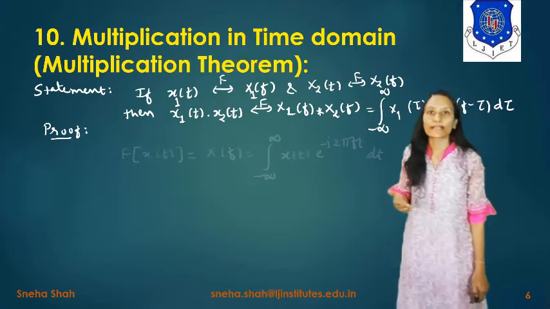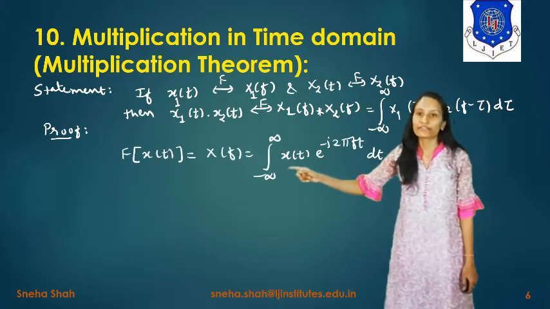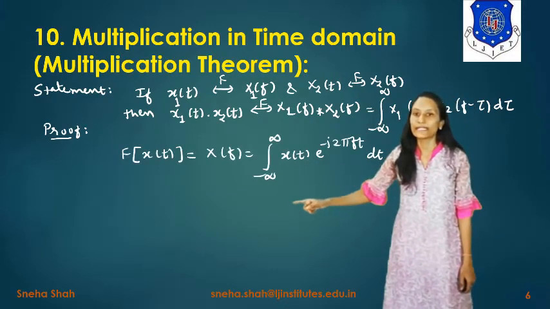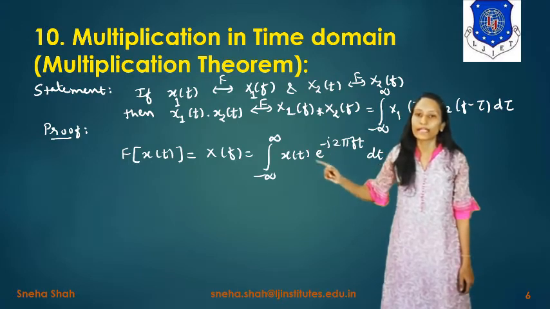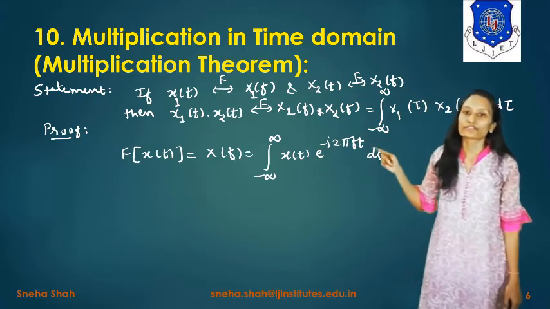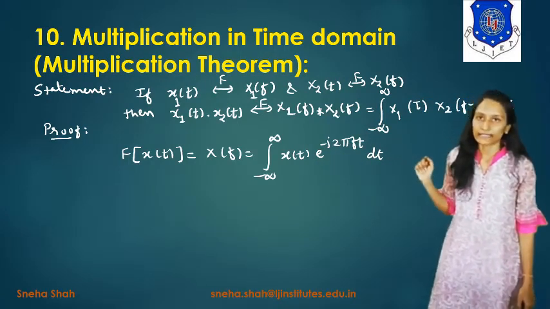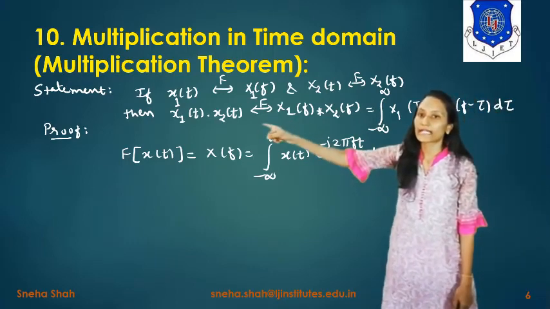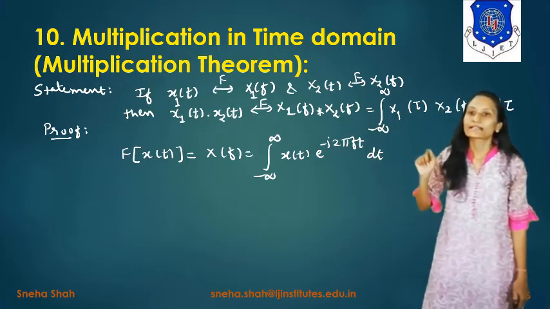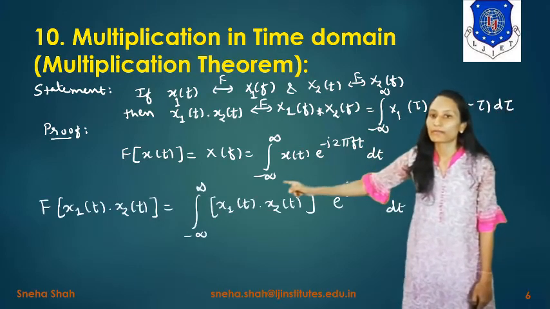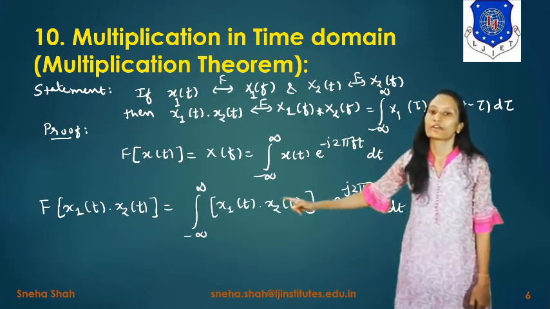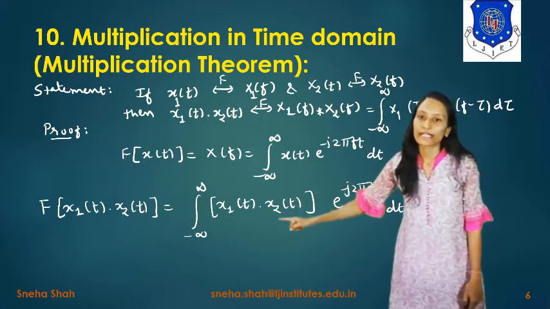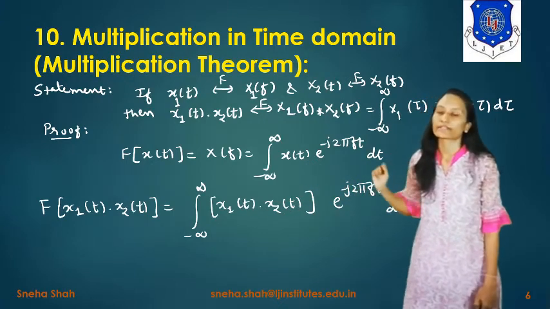The Fourier transform of x(t) is represented as X(f), and its value equals the integration over minus infinity to infinity of x(t) e^(-j2πft) dt. Now, instead of this x(t), we have to find the Fourier transform of this term. It means if you want to find the Fourier transform of x1(t) times x2(t), then instead of this x(t), I will write x1(t) times x2(t).